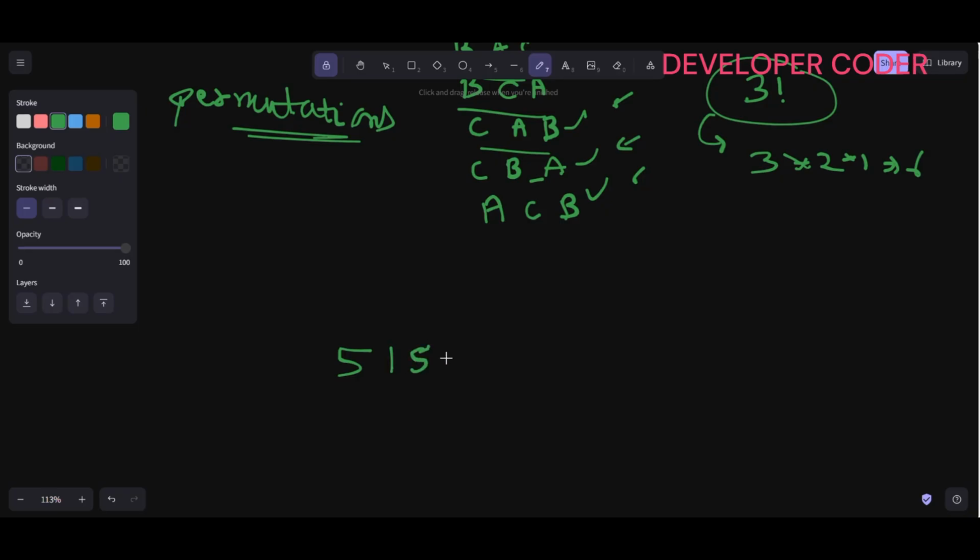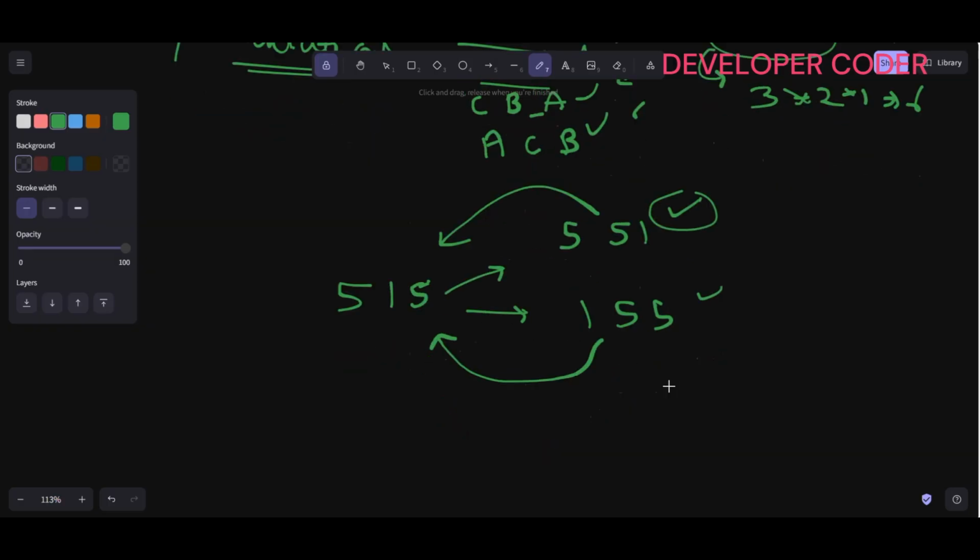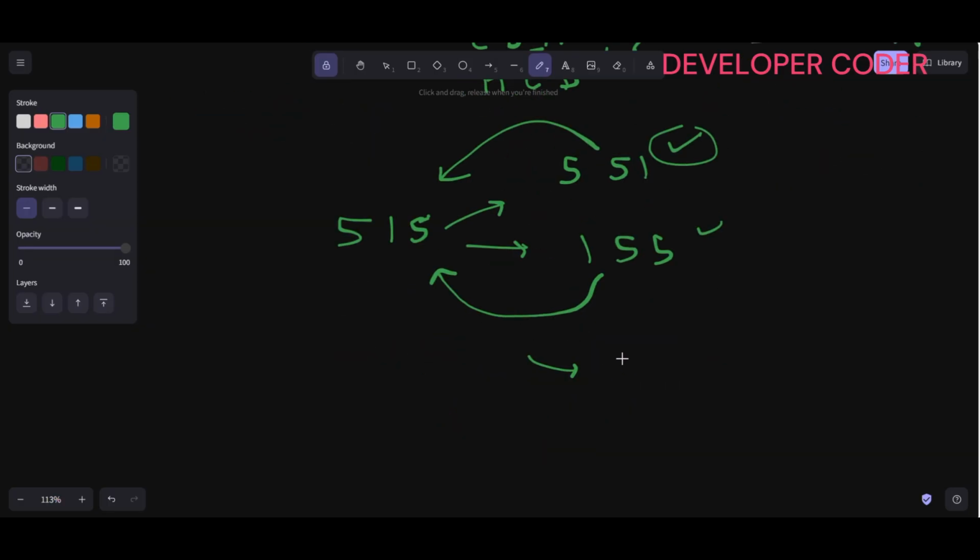Okay, so now here I can write this 515. 551 is also a good integer, right? 155 is also a good integer. Why is 155 also a good integer? Because I can write this 155 also as 515, and I can write this 551 also as 515. Okay, so there are 3 ways only.